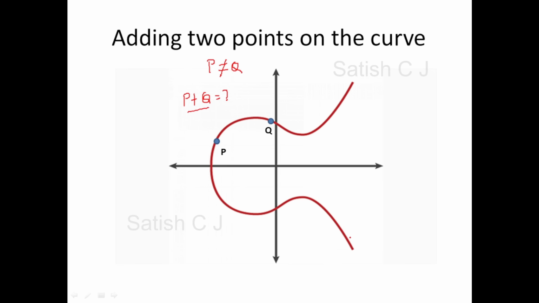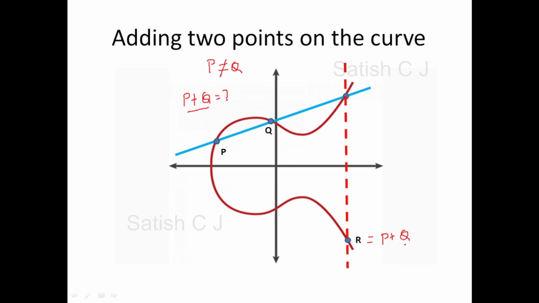So how will you find P plus Q here? You just project a line that passes through P and Q, and this line will intersect the curve in another point. Now just find the reflection of this point on the x-axis. So this is how you find the reflection of the point, and that point is called R. So R here is nothing but P plus Q.